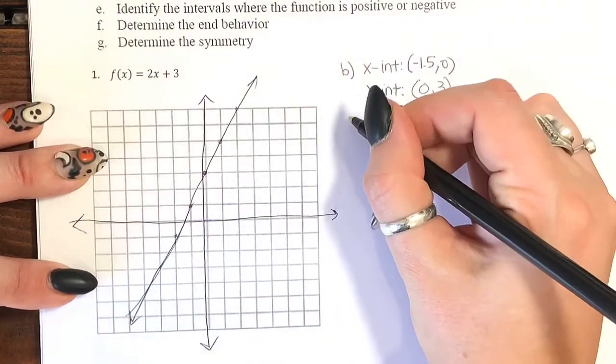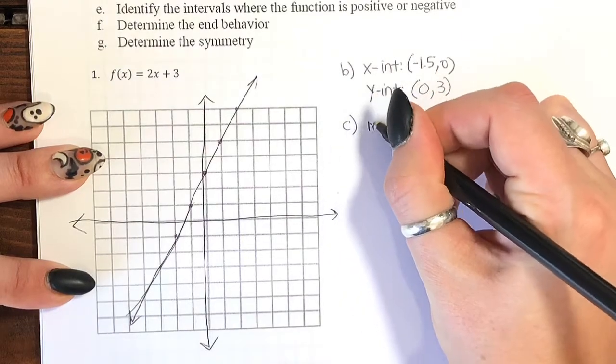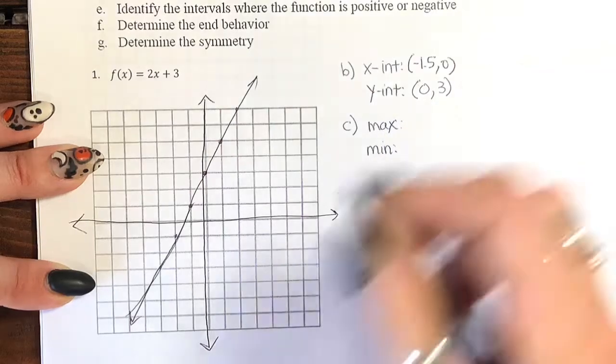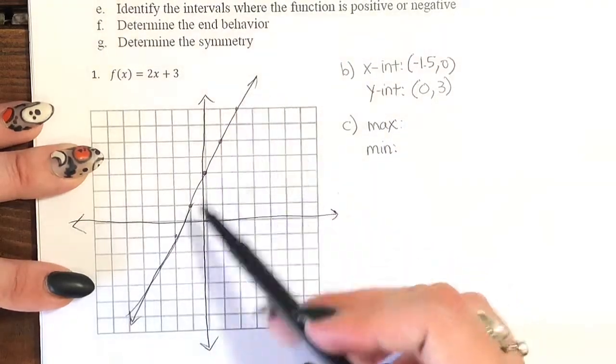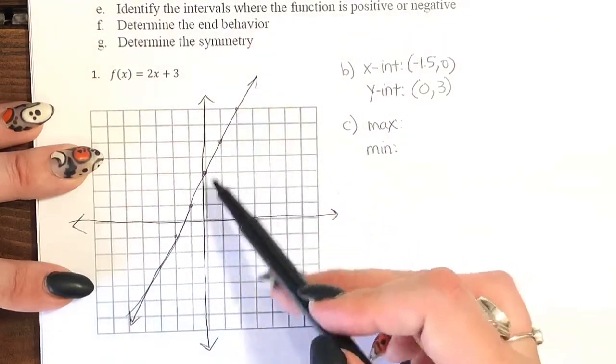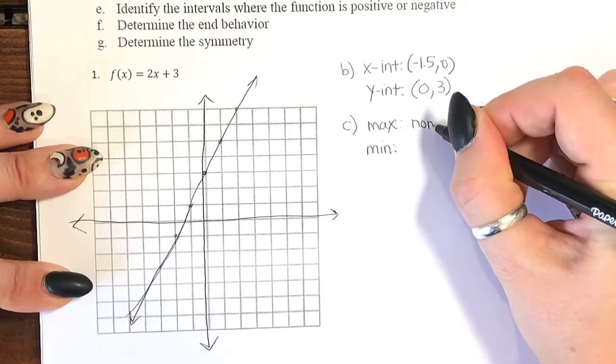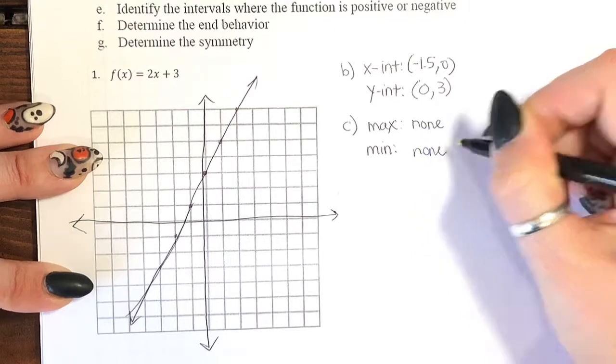The next part is our max and mins. So remember, max and mins are going to be points that are higher or lower than the ones around it. Well, with a line, each point is going to be a little bit higher or a little bit lower. So these lines don't have max or mins. So this one I'm just going to put none. Kind of makes our job easy.